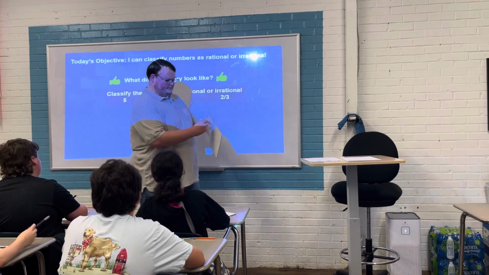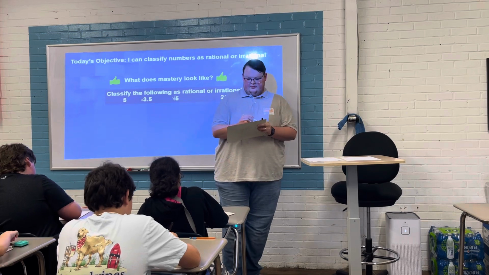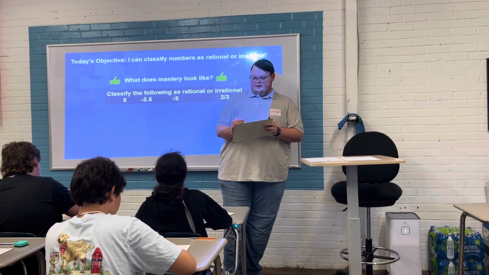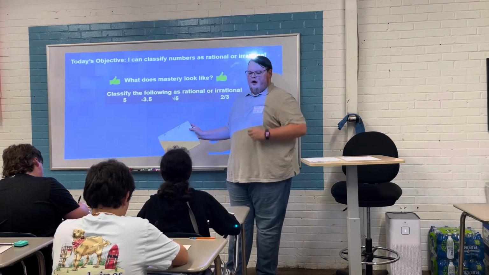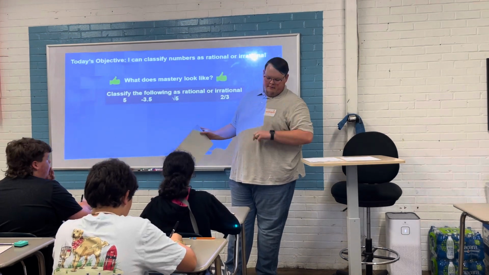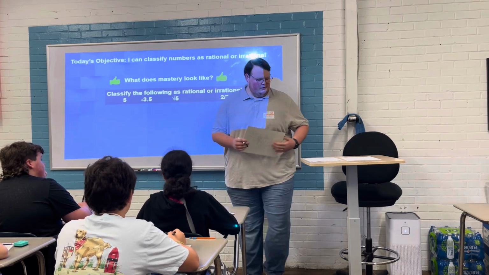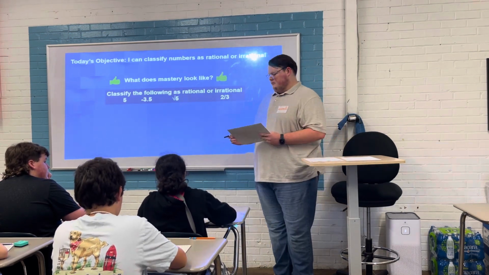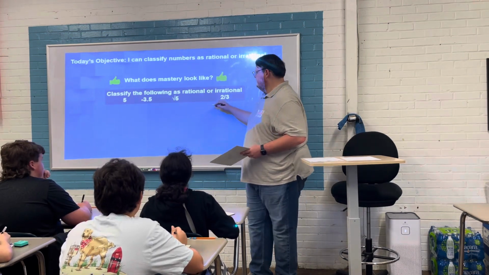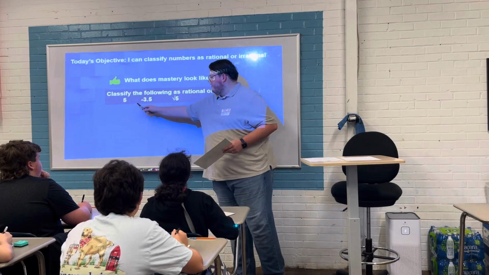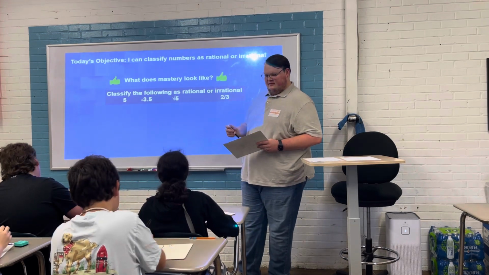Take it like this. You just draw a line straight down the middle. And on one side put RA, and on the other side put IRR, like that up there. Okay. Now we're going to put each of these numbers under what you think it goes under. So 5, we believe is rational or irrational? So write it on that side.